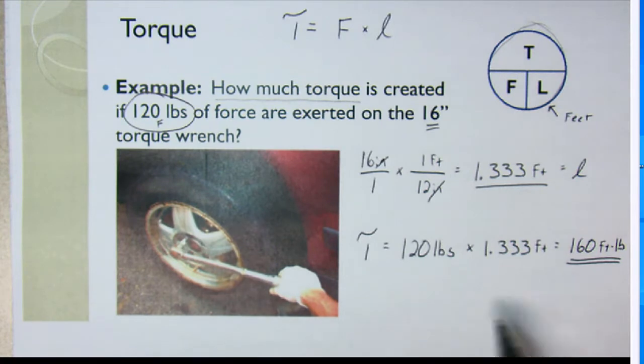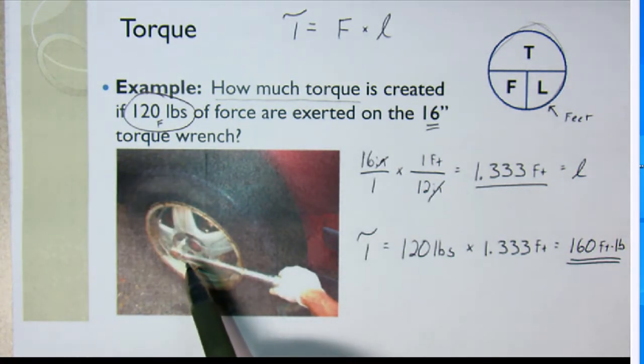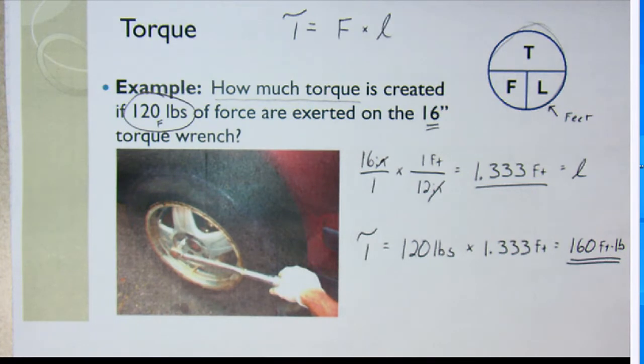Now, if you wanted to create more torque than that, because the lug nut wouldn't break free if we were trying to loosen it, you have two choices, right? How do you create more torque? Well, either you need to apply a greater force, you need to push harder on your lever, or you need a longer lever. That is to say, you need to cheat a little bit and get a cheater bar.